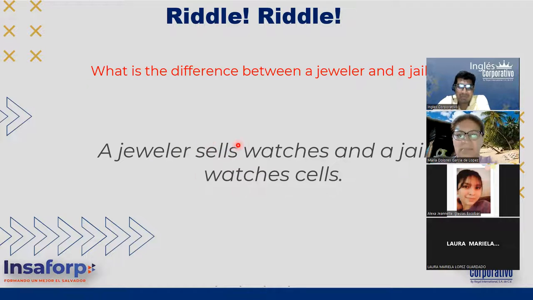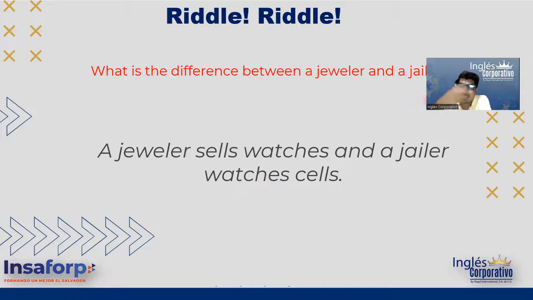Sells es el verbo, pues, de vender. Y watches, en este caso, sería el noun que se utiliza para hablar acerca de los relojes, ¿verdad? Y luego, en este otro lado, tenemos que watches va a funcionar como verbo. O sea, que se refiere a verbo en tercera persona para referirnos a que está vigilando. Y cells se va a referir a las celdas. Entonces, eso básicamente es el juego de palabras en este caso. A jeweler sells watches and a jailer watches cells.